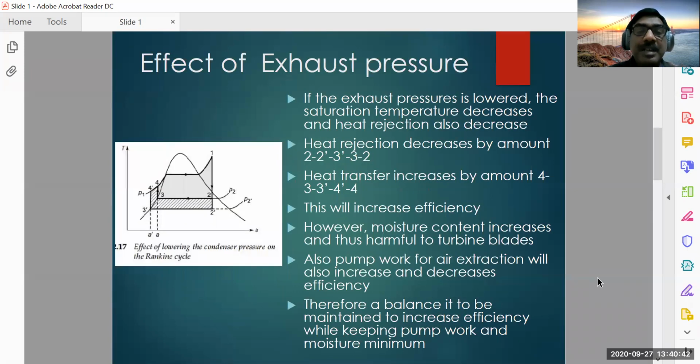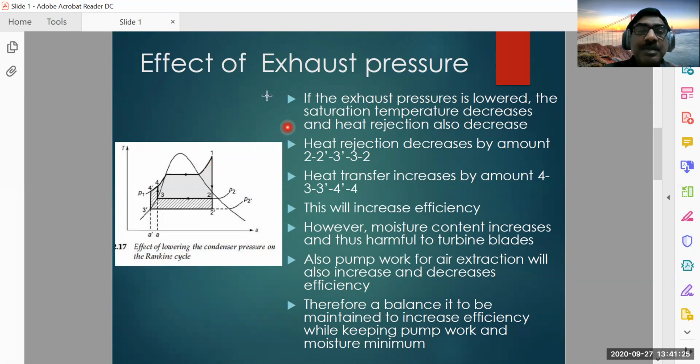So essentially, if you see a Rankine cycle, what is the boiler pressure? This is the boiler pressure. And this is the condenser pressure, right? So this is the boiler pressure and this is the condenser pressure. And another important parameter is the operating temperature. This is the maximum temperature and this is the minimum temperature. So the efficiency of the Rankine cycle basically depends on these three variables: one is the boiler pressure, another is the condenser pressure, and the other is the temperature.